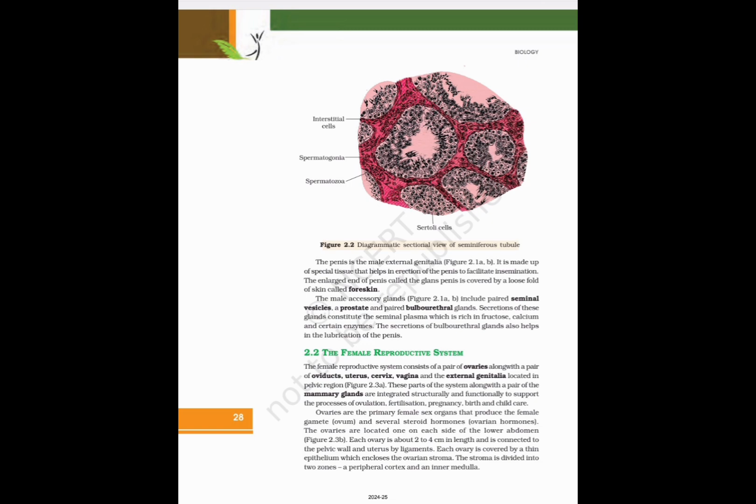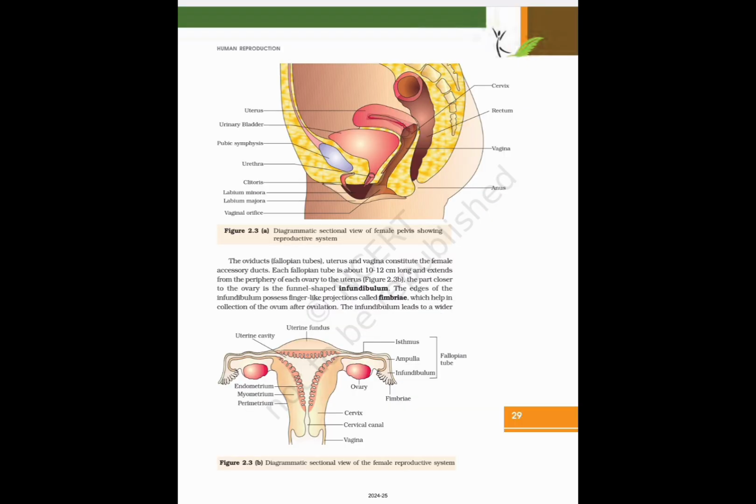The ovaries are located one on each side of the lower abdomen. Each ovary is about 2 to 4 cm in length and is connected to the pelvic wall and uterus by ligaments. Each ovary is covered by a thin epithelium which encloses the ovarian stroma. The stroma is divided into two zones, a peripheral cortex and the inner medulla.